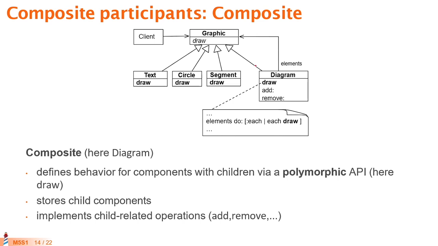And finally, we have the composite there. The composite also implements the polymorphic API. Here, this is a draw method. And basically, what does it do? It just forwards the message to all elements that are in the composite, all children, in fact. And of course, it has some operations. Here, this is add and remove, to add and remove elements in the composite.